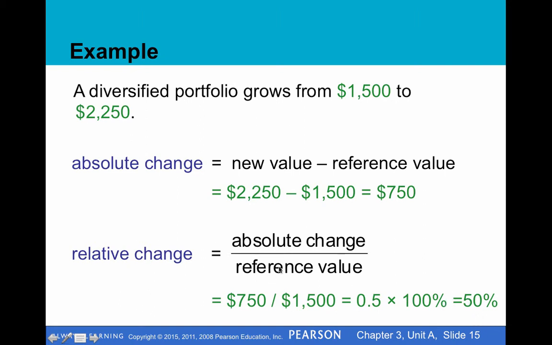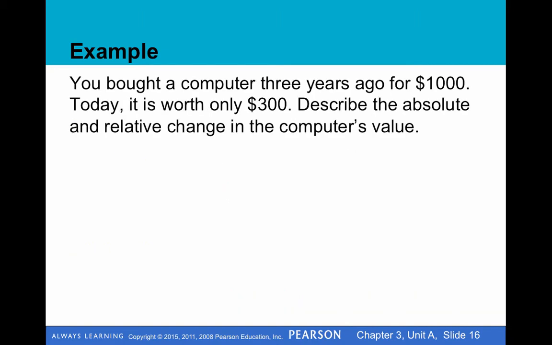So how do you know that we're dividing by 1500? Well, 1500 is the starting amount that we started with. So when we do these problems, you always have to remember it's what we're referring to or what we're starting with. Reference value is the starting value or what we're referring to, and in this case the 1500 is what we're starting with, so that's why we divide by that.